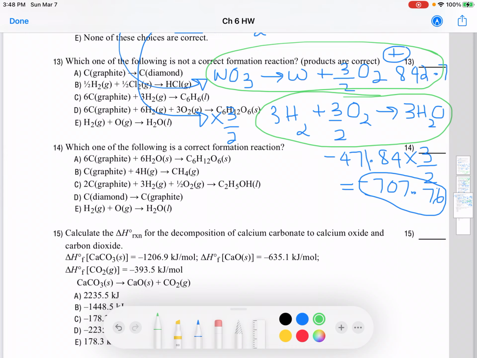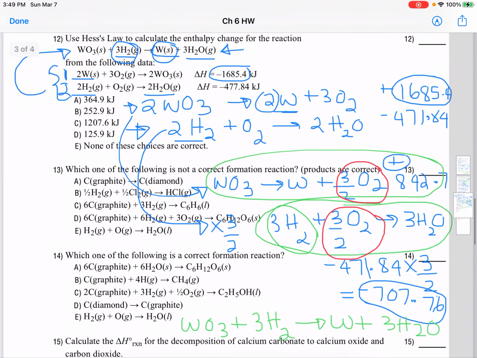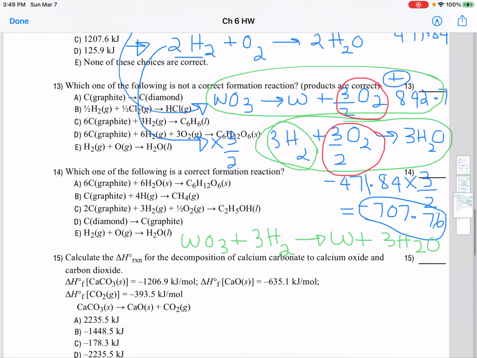When you add the two together, it will give you WO3 plus 3 hydrogen, 3H2, giving you W plus... What about oxygen? Here's 3/2 oxygen as a reactant, here it is a product. So they both get cancelled, and we don't have to include them. Plus 3 water. I have written this information in our handout that I posted, so you can refer to that. So by looking at these two, did we get our target reaction, which is WO3 plus 3H2, W plus 3 water? Very good. So we got our target equation.